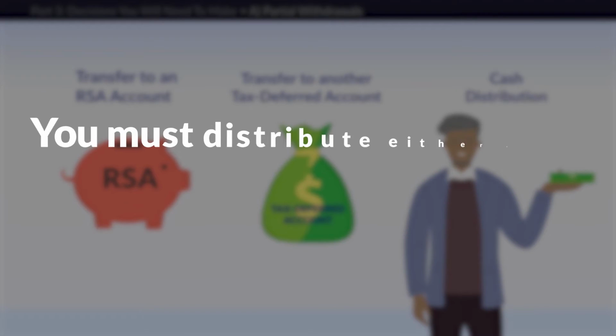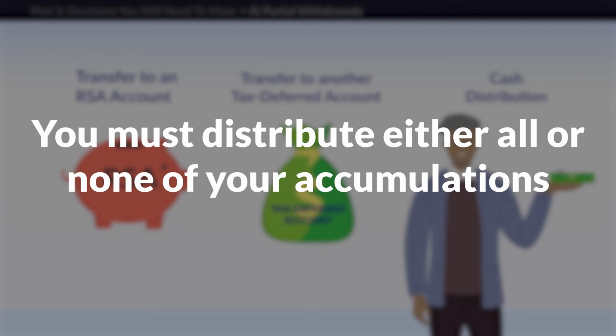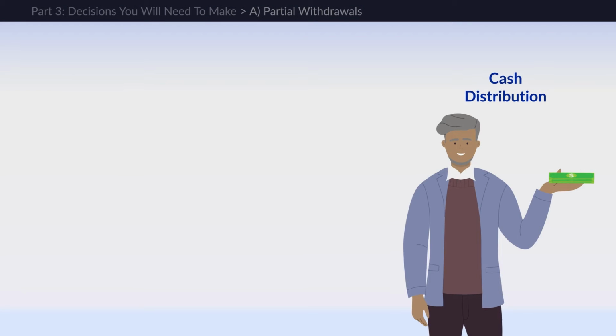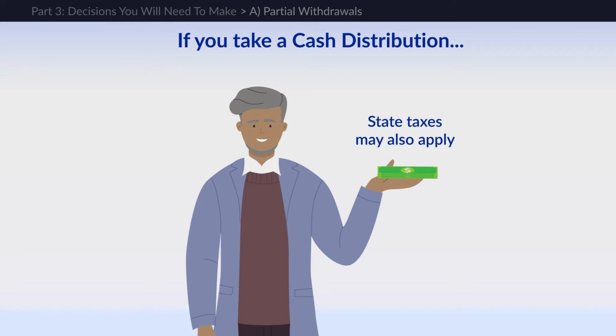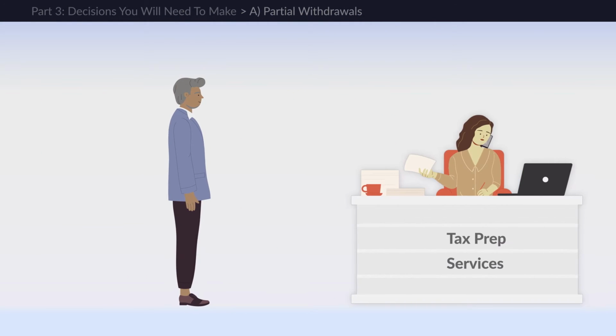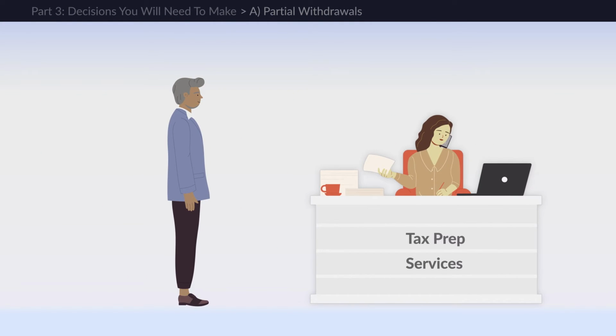It's important to note that you must distribute either all or none of your accumulations. Please note that if the distribution is taken as cash, 20% is withheld for federal taxes as per IRS regulations. Depending on your state of residence, you may be subject to state taxes as well. The pension board recommends consulting with a tax preparer for how this will impact your personal tax situation.